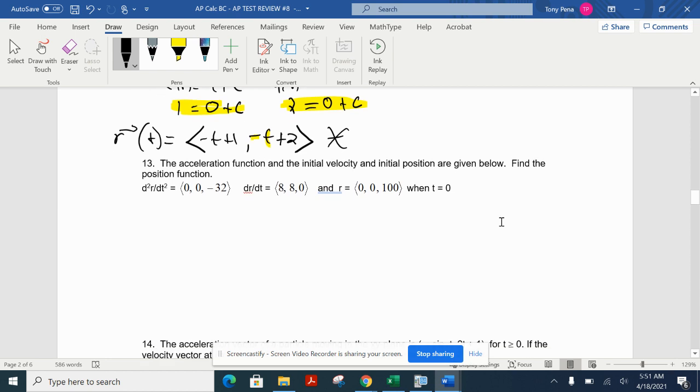13 is just kind of the next step up from there. If I give you the acceleration vector, we're just going to have to do this a few times now. So if I did the antiderivative of the acceleration vector, that would then take me to my velocity vector. I'm going to write it as such. So we'll stop the dr dt. You could write it as dr dt though. All right, so either one.